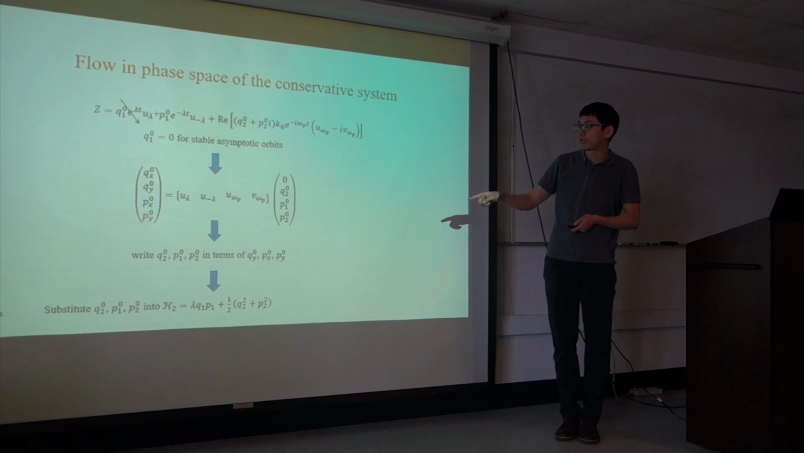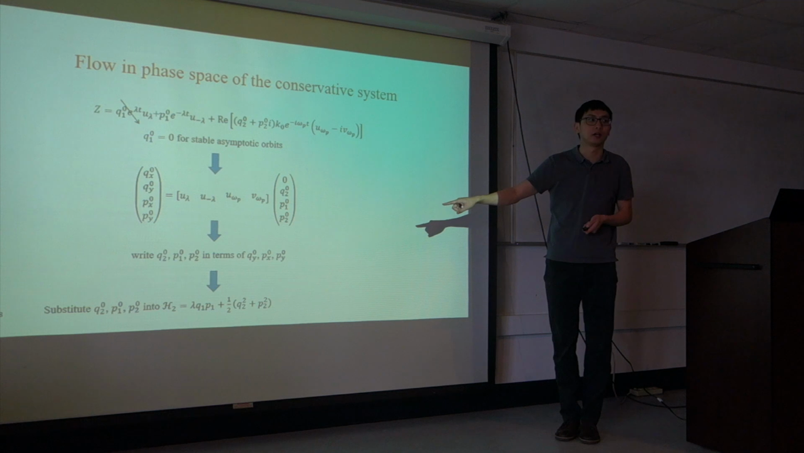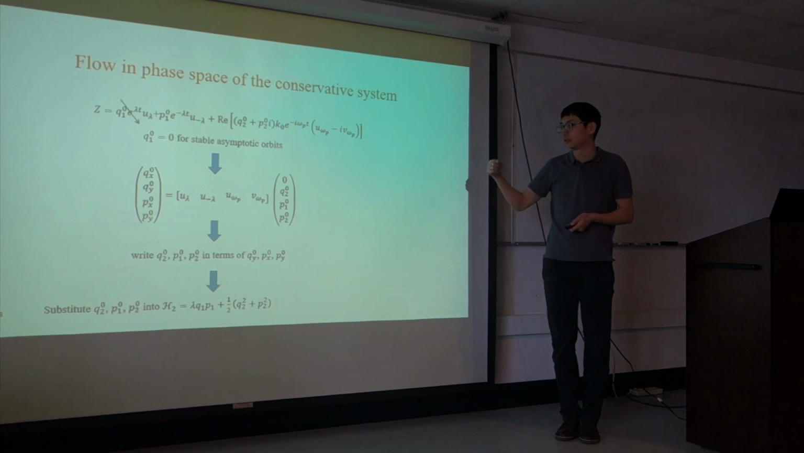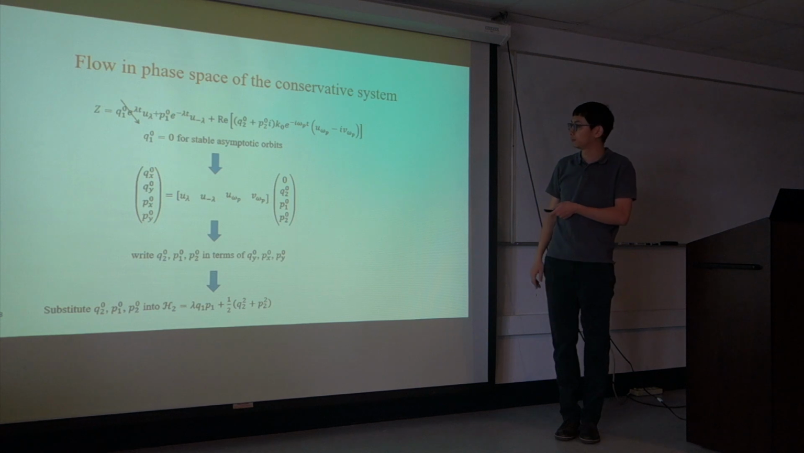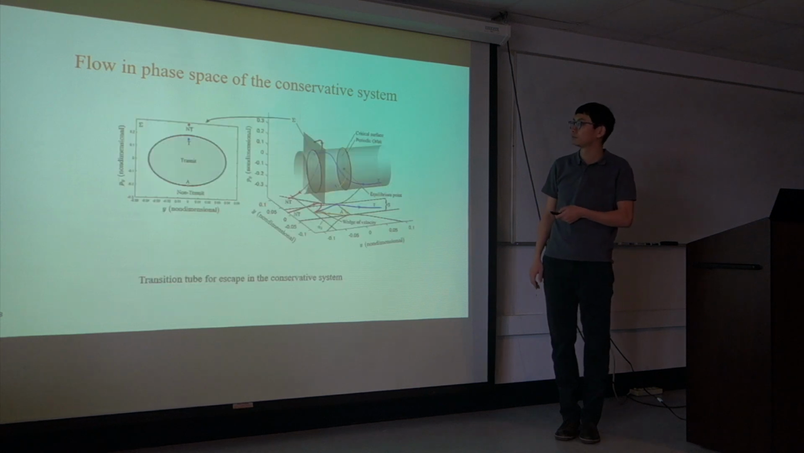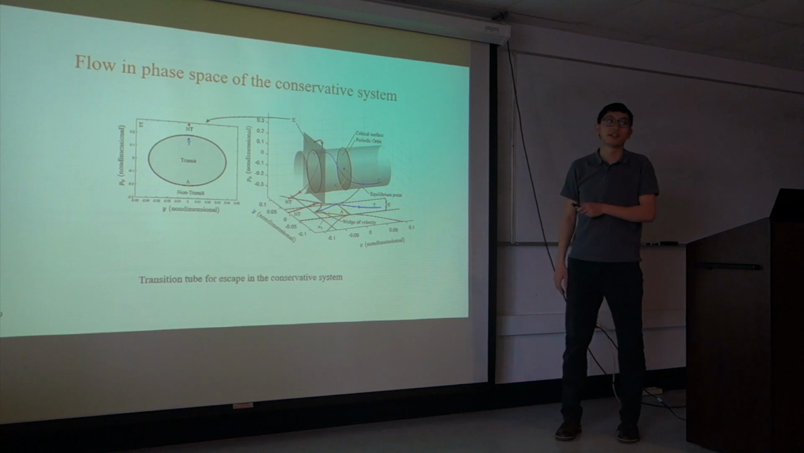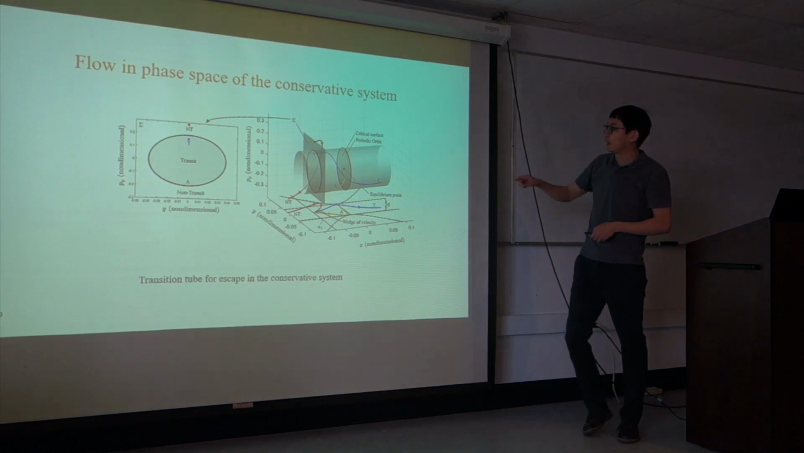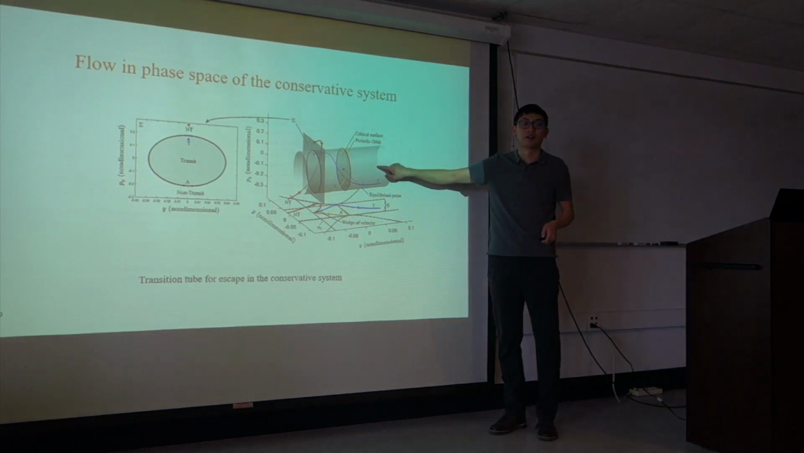Finally, I can substitute them into the quadratic Hamiltonian in the eigenspace. Then I can solve for the stable asymptotic orbit. And this is the flow in the phase space. Here is the transition tube I mentioned earlier.